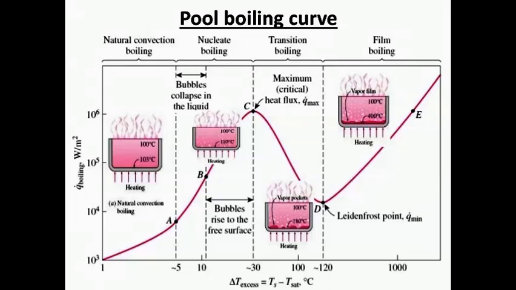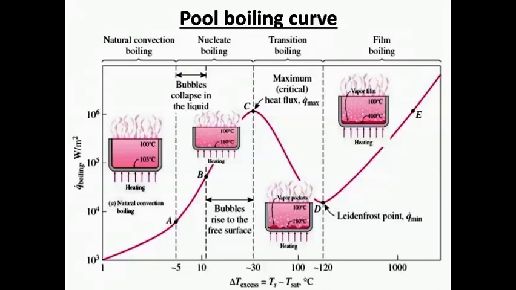Nucleate boiling is the most desirable boiling regime in practice because high heat transfer rates can be achieved in this regime with relatively small values of delta T excess. Transition boiling. As the heater temperature and thus delta T excess is increased past point C, the heat flux decreases. This is because a large fraction of the heater surface is covered by a vapor film, which acts as an insulation due to the low thermal conductivity of the vapor relative to that of the liquid.